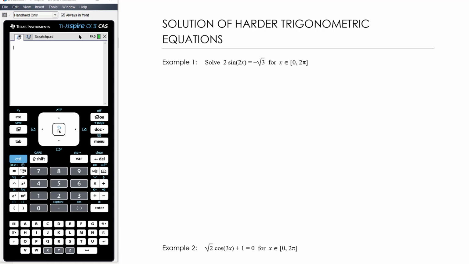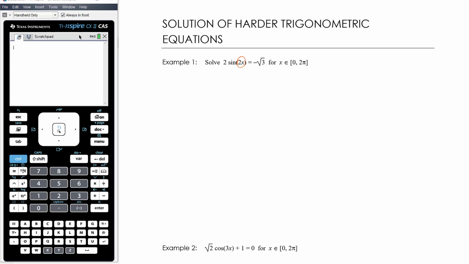Okay, so this video follows immediately from the previous video, which was solution of simple trigonometric equations. So if you haven't watched that, can I suggest you go and start there first. In the simple equations, we had nothing going on inside the sine or cos function.